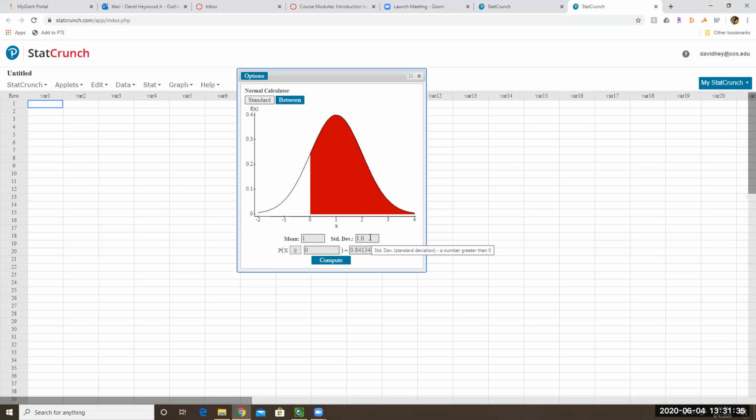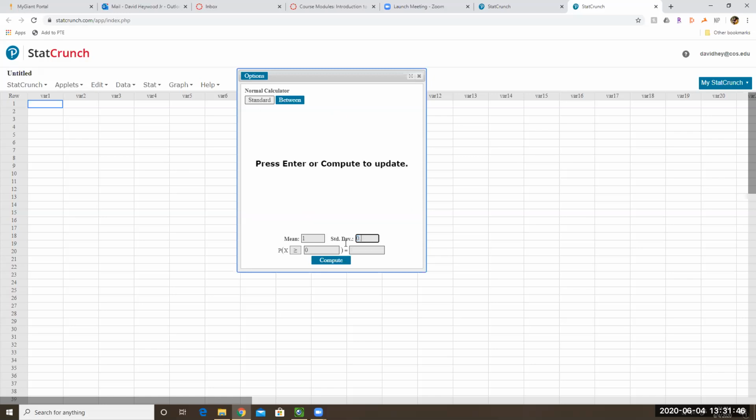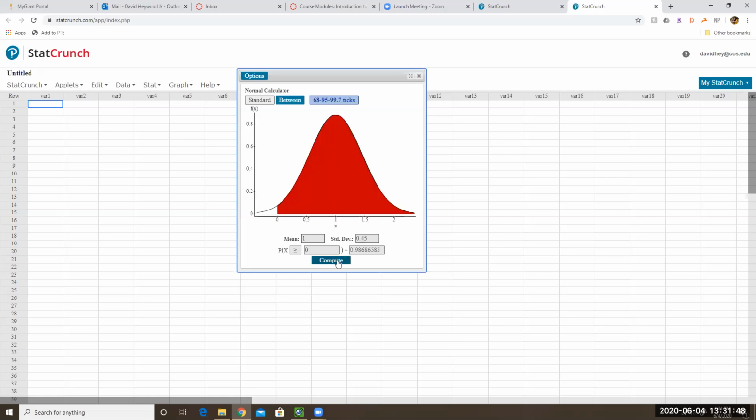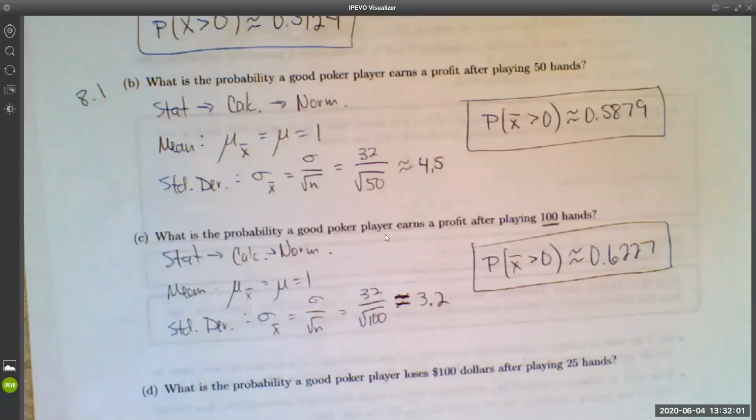What about after like 5,000 hands? Then we would divide 32 divided by square root of 5,000, and the standard deviation there drops to 0.45. So after 5,000 hands, they're almost certain to have made a profit after playing 5,000 hands. Of course, this is for a good poker player, right? These are for good poker players. Generally speaking, gambling is a bad idea. Gambling is always a bad idea in the long run if you're talking about games that are pure chance.